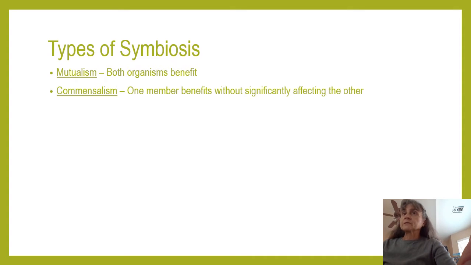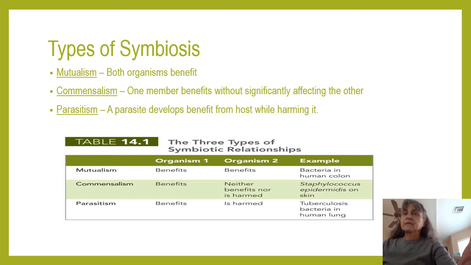Mutualism, both organisms benefit. Commensalism, one benefits without significantly affecting the other. Parasitism, a parasite derives benefit from the host while harming it. And table 14.1 on your screen gives you an example. For example, mutualistic relationships are bacteria in the human colon. Commensalism is Staphylococcus epidermidis on skin. And parasitism is tuberculosis bacteria in human lungs.